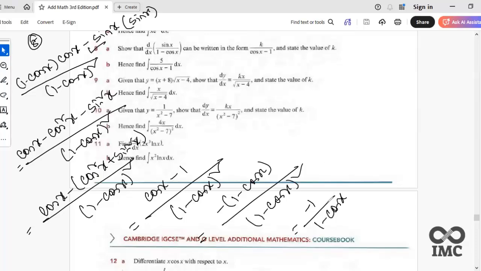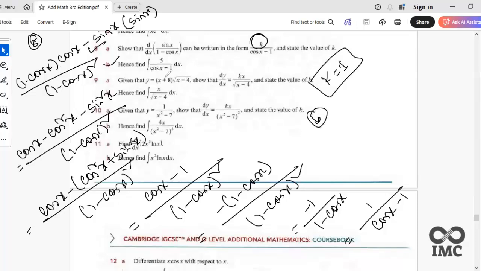So here we can easily say, if I want to write this one in this way, then it can be written as 1 by cos x minus 1. Now, what is the value of k? Here we can say the value of k will be 1. I hope you can understand this one properly.